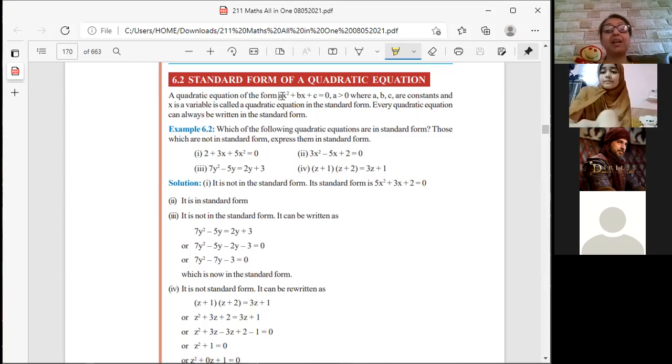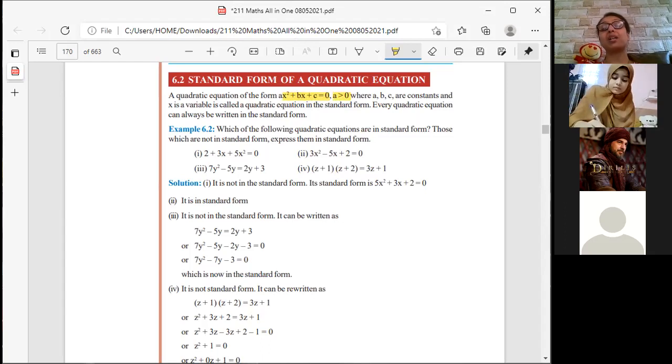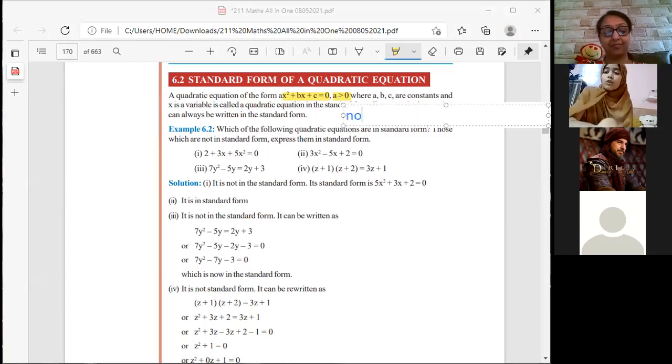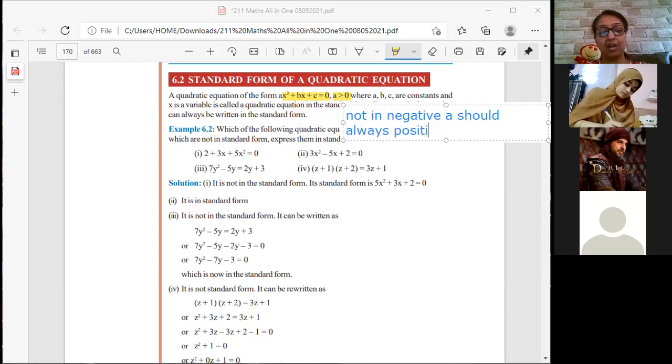Yes. Now, see. Ax square plus bx plus c is equal to 0. This is the standard form. A should be greater than 0. Now, when I say A should be greater than 0, what does it mean? Can it be negative? No, it should be positive. A should always be positive. Then we can call it to be in the standard form.